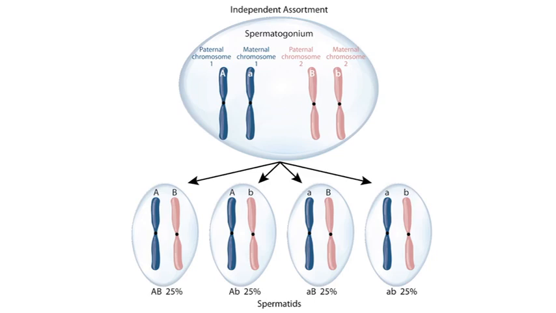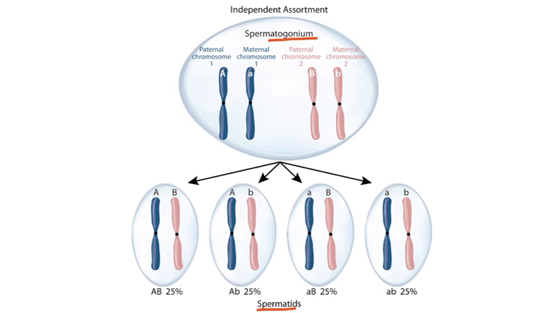Notice from the figure that this is a spermatogonium and that the cells shown below are spermatids. In males, spermatogonia divide through meiosis to become spermatids with half of the genetic information. Eventually, the spermatids fuse with an oocyte and form a zygote. Although this image is showing independent assortment in males, the same process also occurs in females.